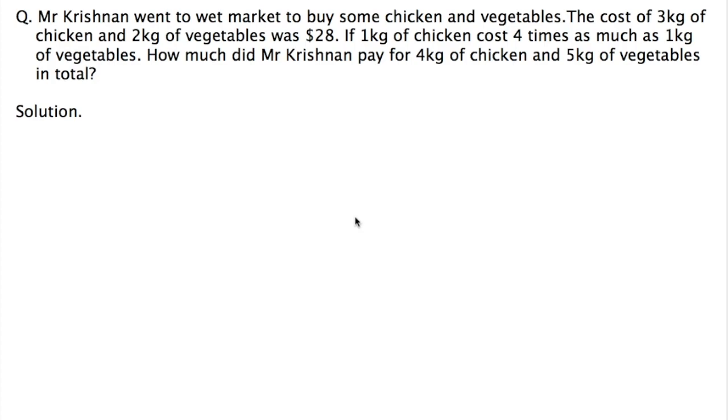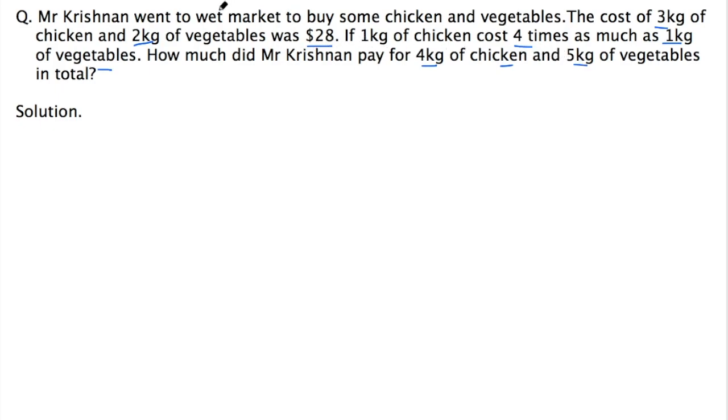So today we are going to do a very interesting word problem on decimals. Let's read the question first. Mr. Krishnan went to a wet market to buy some chicken and vegetables. The cost of 3 kg of chicken and 2 kg of vegetables was $28. If 1 kg of chicken costs 4 times as much as 1 kg of vegetables, how much did Mr. Krishnan pay for 4 kg of chicken and 5 kg of vegetables in total?